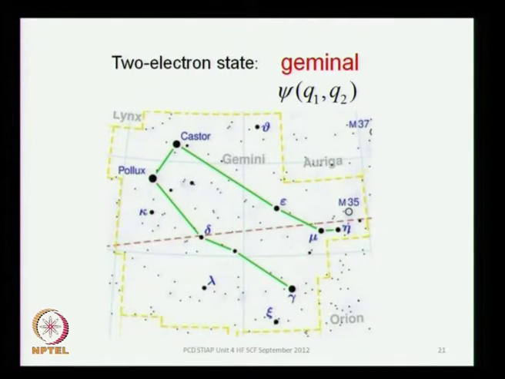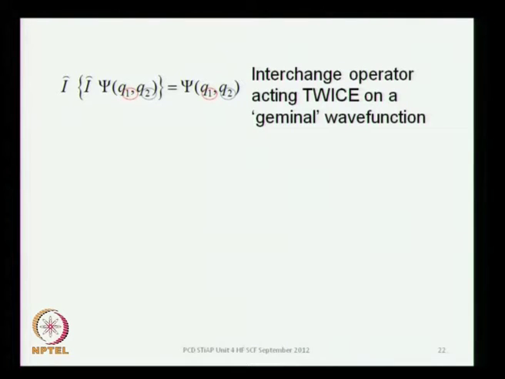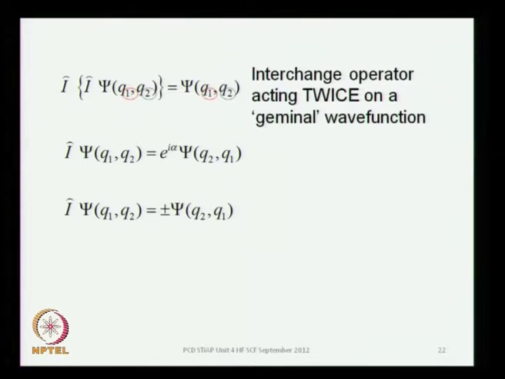So, you have a 2 electron system, you interchange twice, you recover the original configuration. What this means is that a single interchange can only change the phase, and it can give you a result when you interchange q1 with q2 by a single interchange operator, the result can be either plus or minus, because when you interchange it one more time it will be the same as the previous one. Okay.